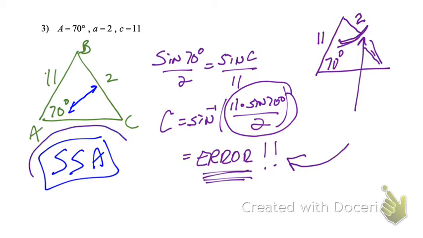We have to be on the lookout for it as soon as we recognize that we have side-side-angle information given to us. And that's the main point of today, recognizing when you have side-side-angle information. Okay, that'll do it for today.